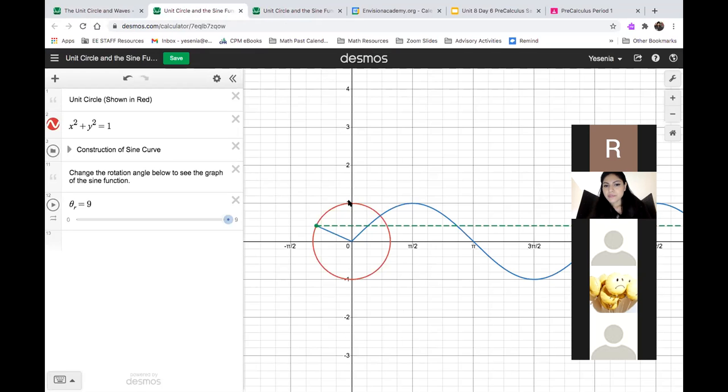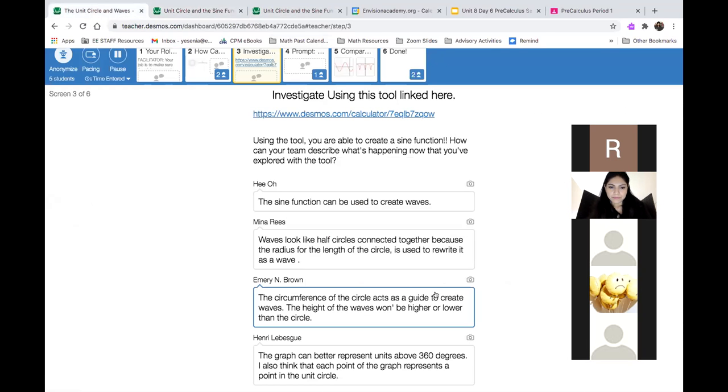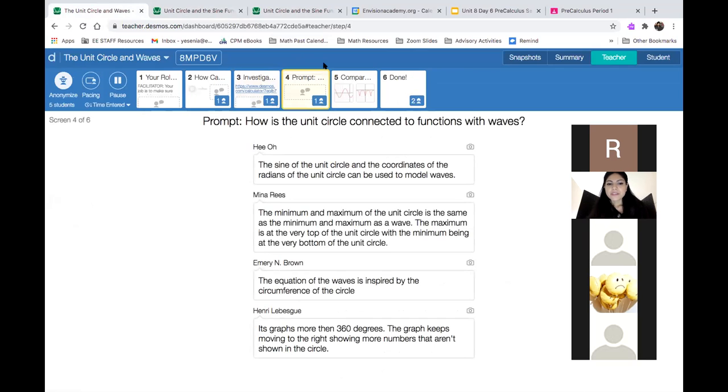So see how the highest point right here, lowest point right here. And that was also mentioned in another group too. And that it can represent angles of more than 360 degrees. So this other group here also mentioned that. So this is Mina's group. The minimum and maximum of the unit circle is the same as the minimum and maximum of the wave. The maximum is at the very top of the circle and the minimum being at the very bottom. So two groups saw that connection.